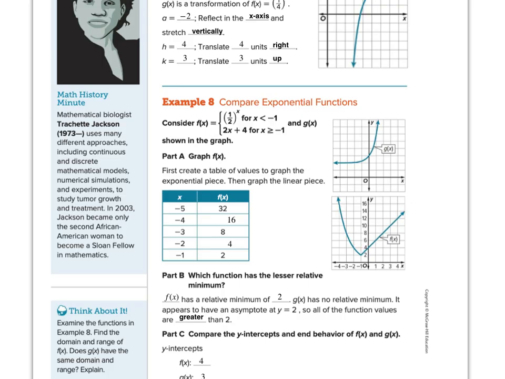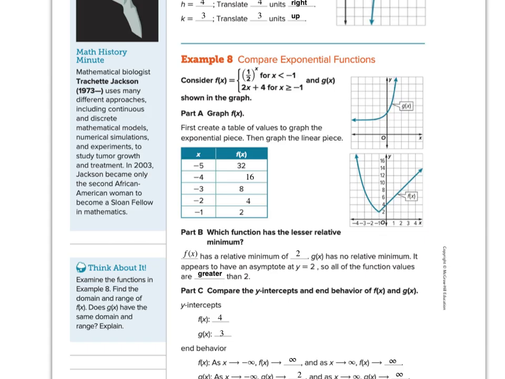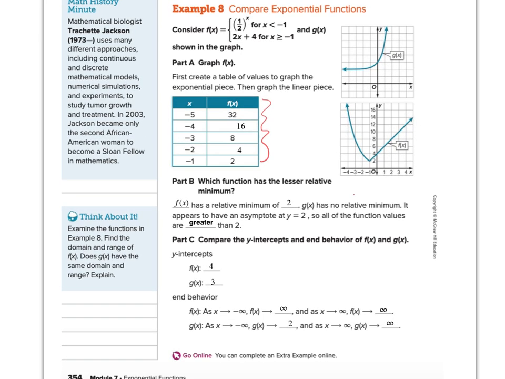What are the comparisons? They've drawn some data here. They said, hey, let's look at these numbers and we can come up with some point values for f of x, and then answer the questions. Which function has a lesser relative minimum? This exponential function does not have a relative minimum because it continues approaching 0, but never touches 0. But f of x, though, does have a minimum of y is 2.